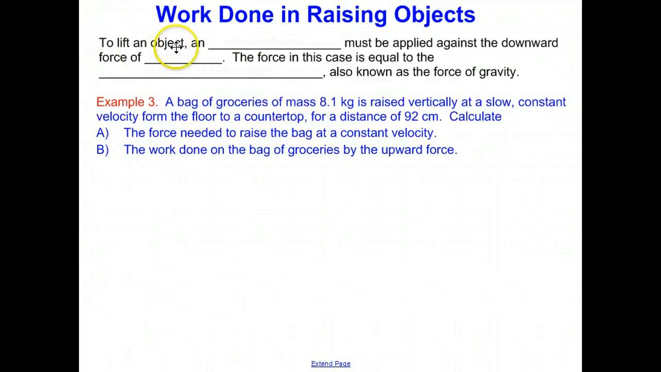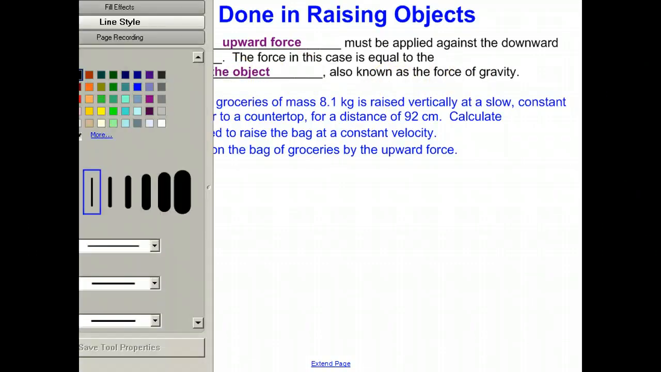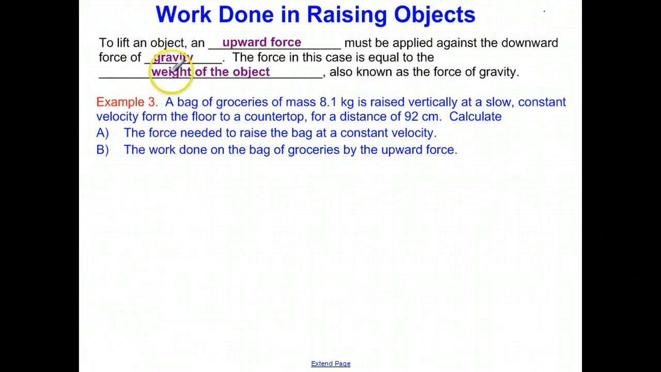So let's reveal here. To lift an object, an upward force must be applied against the downward force of gravity. The force in this case is equal to the weight of the object, also known as the force of gravity. So just as a recap, this is basically what I just said. Remember, the weight of the object is equal to the force of gravity, which is also equal to its mass times 9.8. That gravitational constant never changes. Okay, so the weight of any object is mass times 9.8.